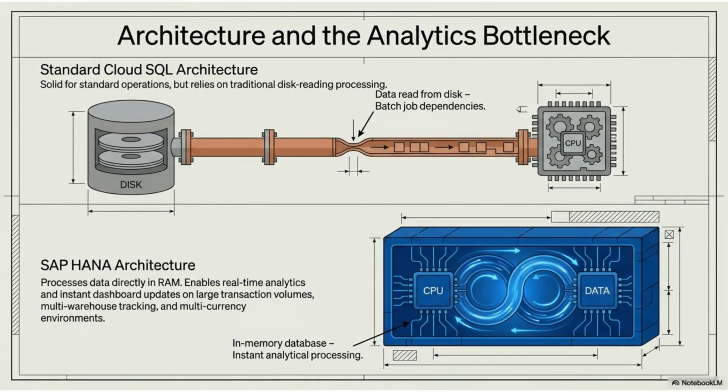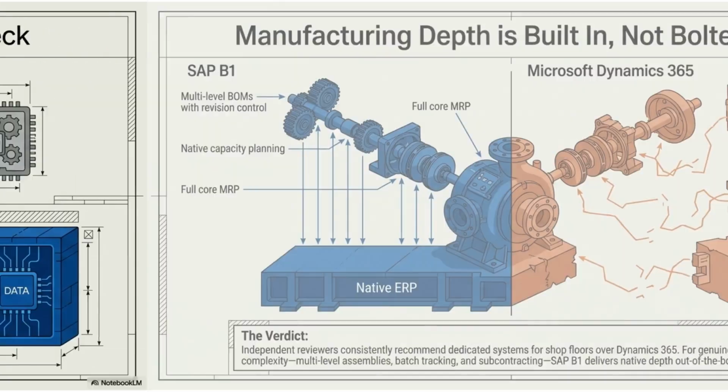Architecture impacts performance. Traditional SQL architectures rely on disk reading, which can create bottlenecks. Conversely, the SAP HANA architecture processes data in memory, enabling real-time analytics for large volumes.